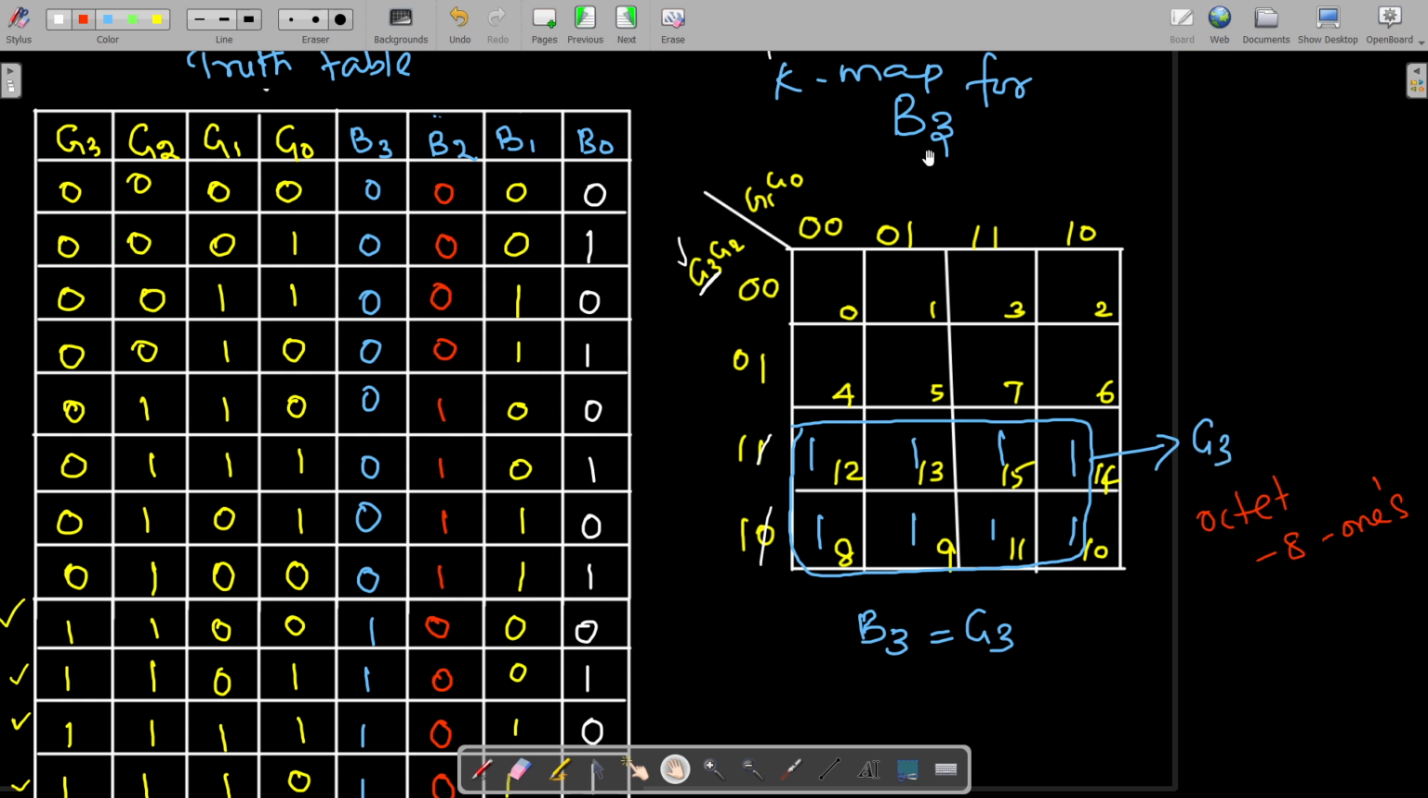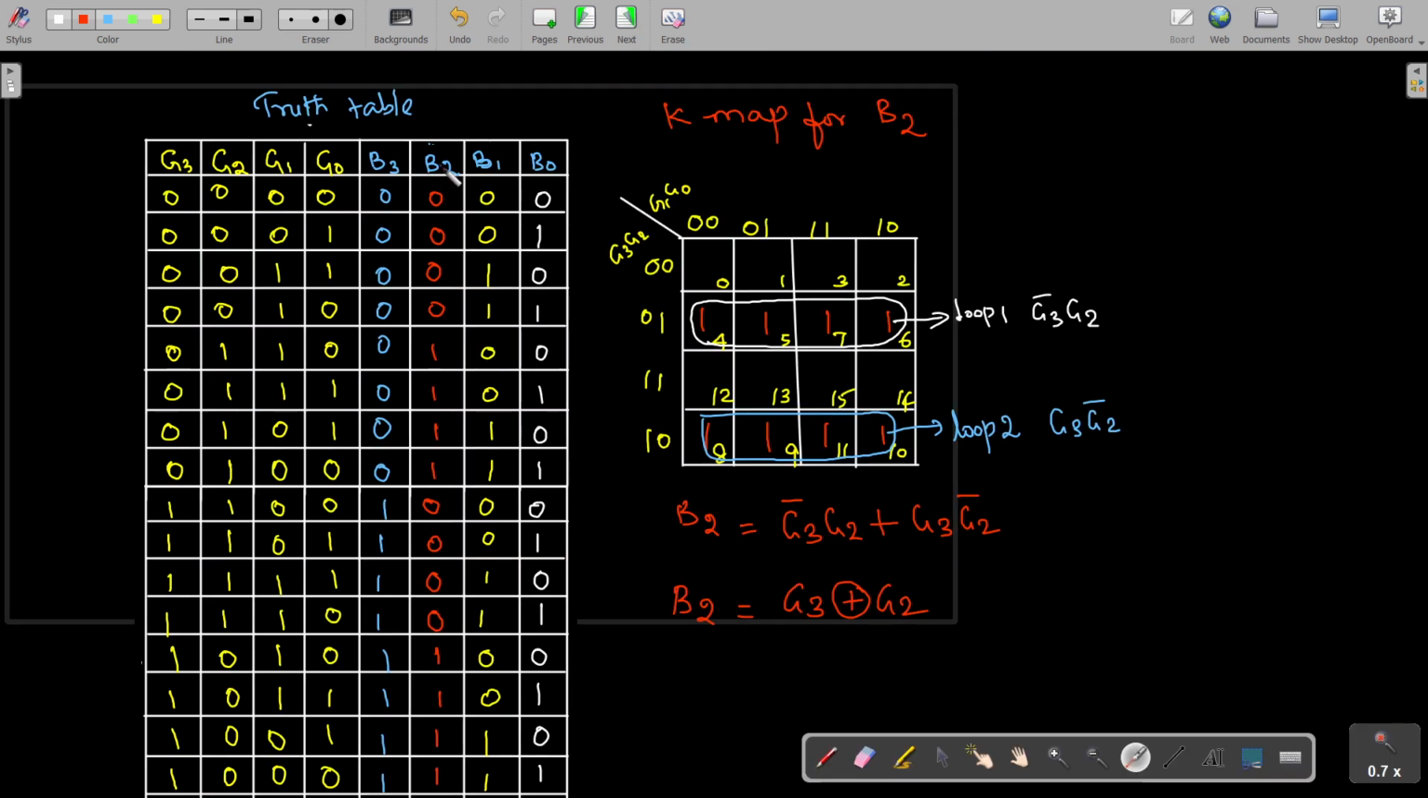So that G3 is the literal for this B3, or the expression for this B3. So that corresponds to this. We are going to write the expression for this B2 by directly applying the values into the K-map. Okay. So we look at this B2. Here you have a 1.